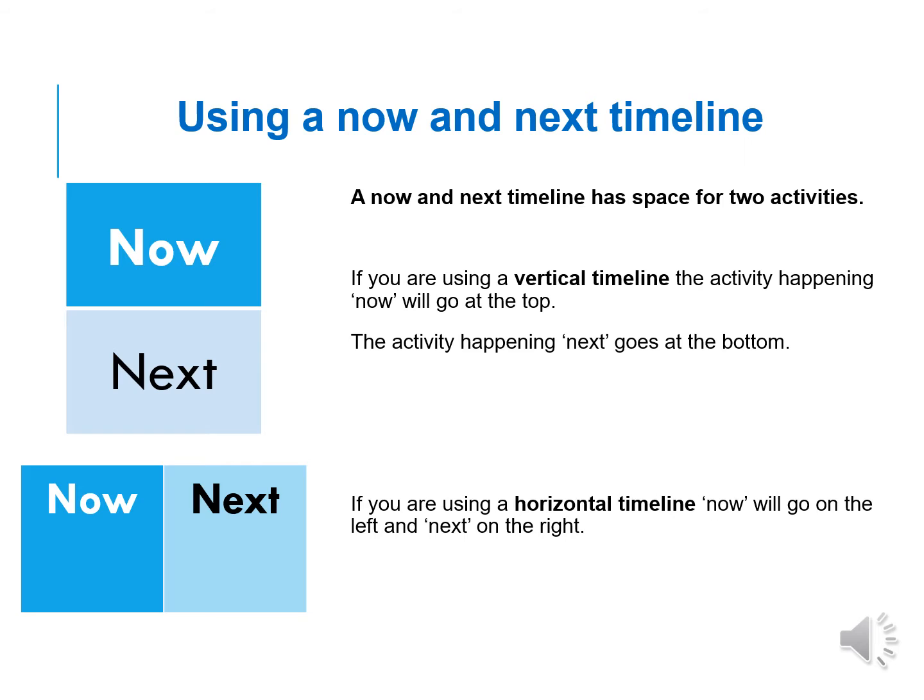A now and next timeline has space for two activities. If you're using a vertical timeline, the activity happening now will go at the top. The activity happening next will go at the bottom. If you're using a horizontal timeline, now will go on the left and next on the right. This is the same whether you are using 2D symbols such as photographs or if you are using objects.